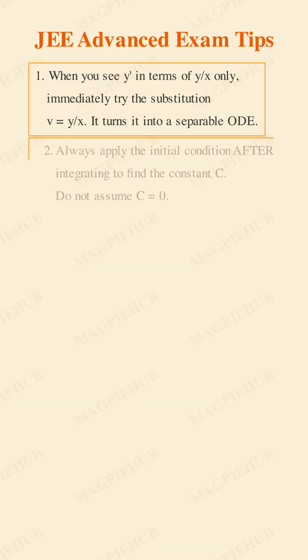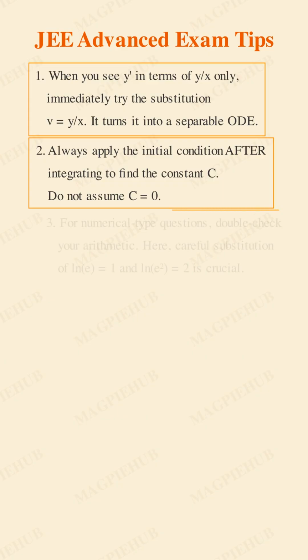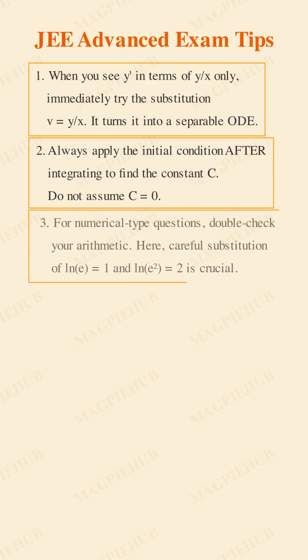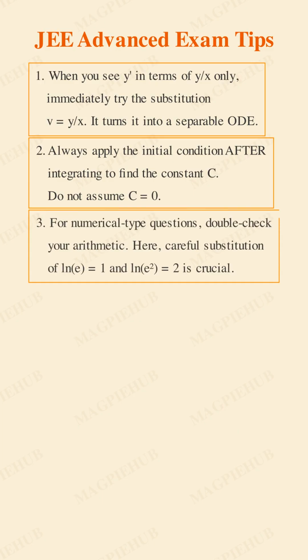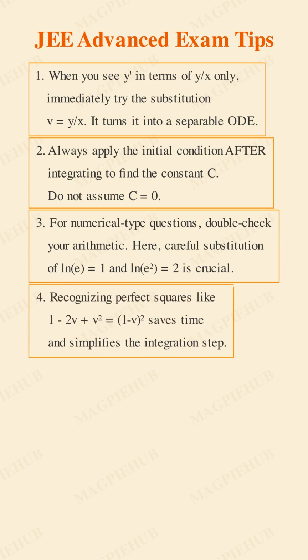Tip 1, when the ODE can be expressed purely in terms of y over x, always try the homogeneous substitution v equals y over x. Tip 2, apply the initial condition only after integration to find the constant. Tip 3, for numerical type questions, be extra careful with arithmetic. Simple values like natural log of e equals 1 can trip you up if rushed. Tip 4, recognizing perfect square expressions like 1 minus 2v plus v squared saves significant time in the exam.